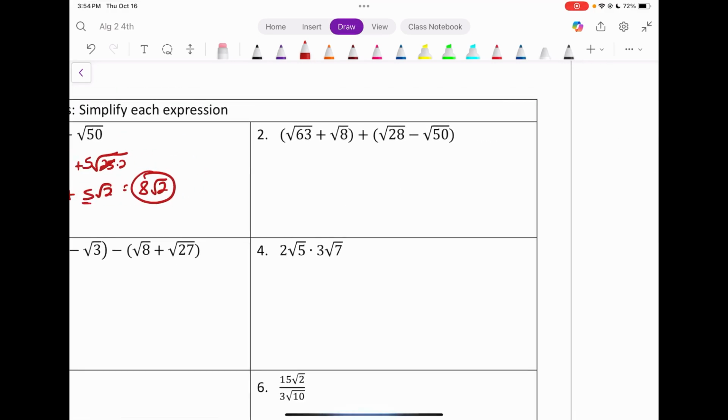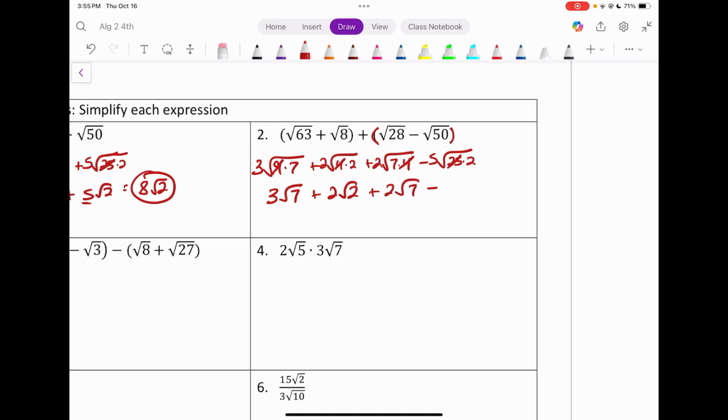So again, addition and subtraction have to be alike. Let's try another one. So here you've got square root of 9 times 7 plus the square root of 8, which is 4 times 2, plus, these parentheses are really not necessary, square root of 28 is 7 times 4, and the square root of 50 is 25 times 2. Let's clean it up. The 3 comes out because square root of 9 is 3, square root of 4 is 2, square root of 4 is 2, and square root of 25 is 5. So we now have 3 root 7 plus 2 root 2 plus 2 root 7 minus 5 root 2.